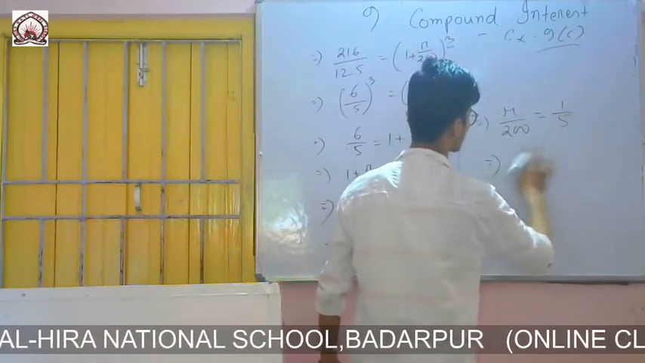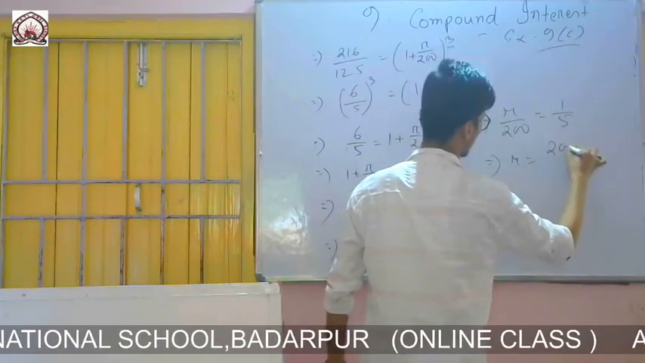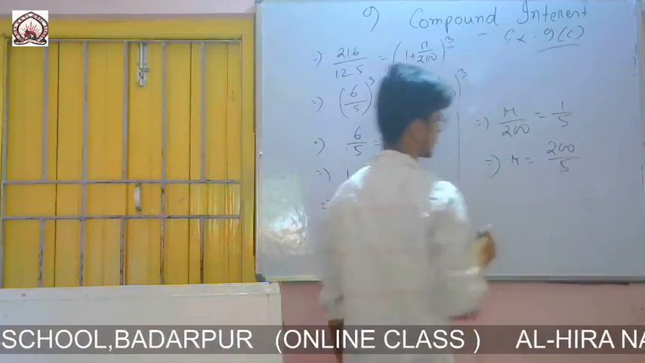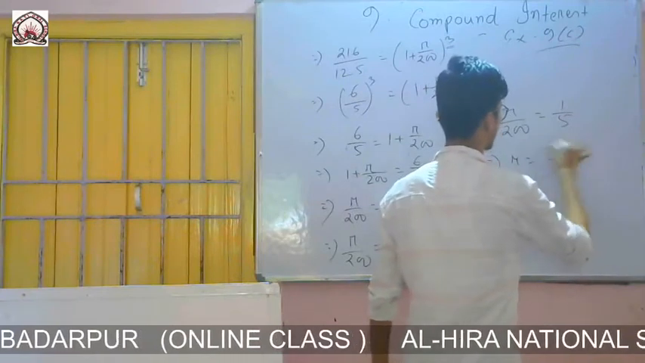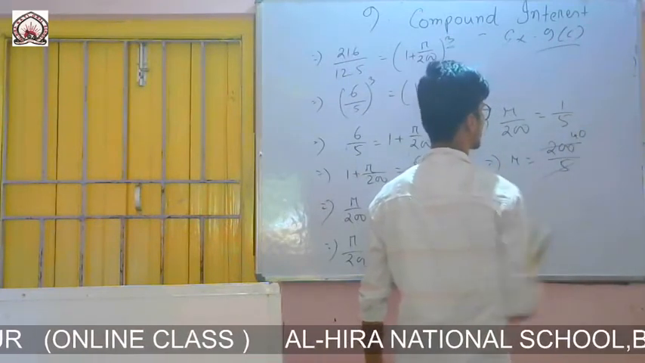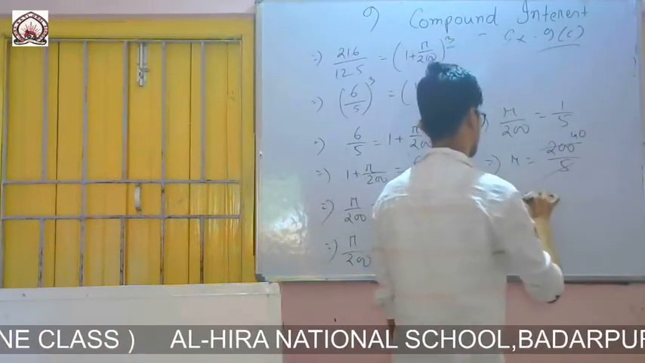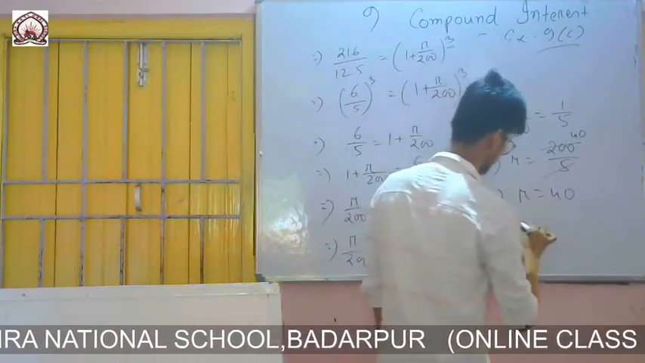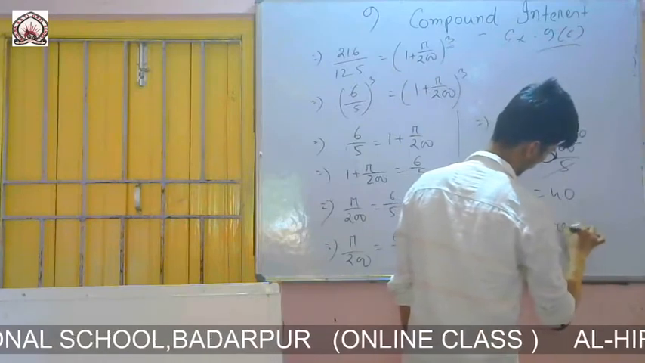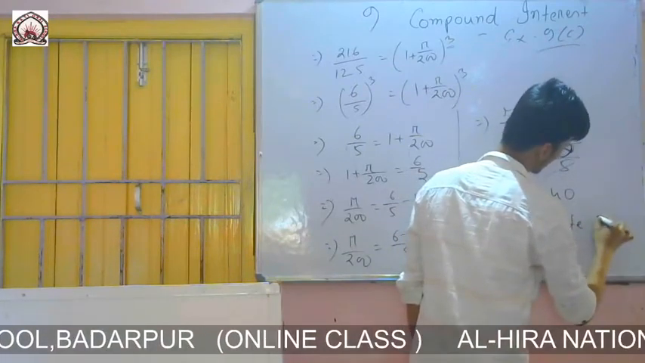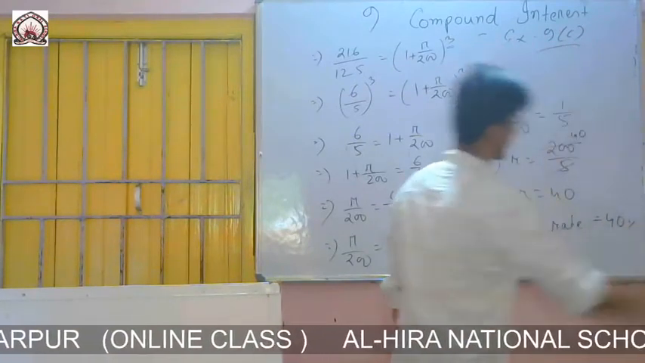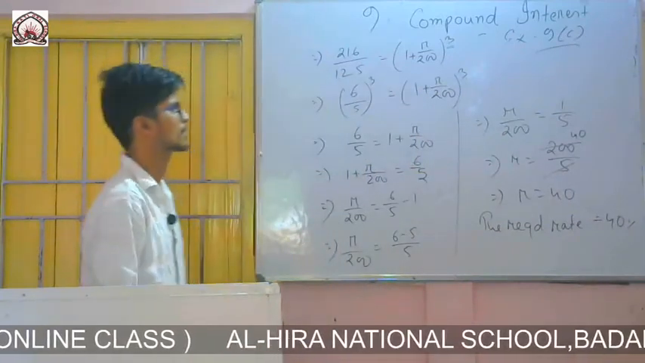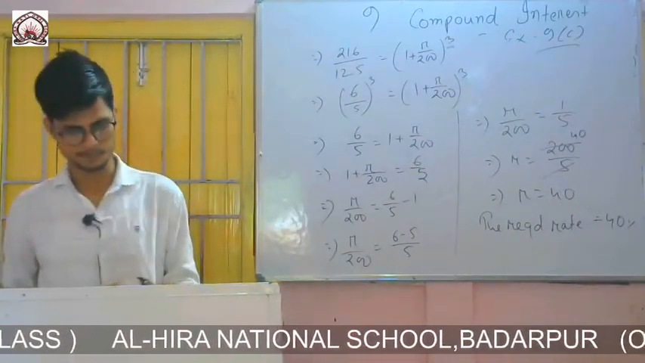R equals 200 by 5. 5 4s are 20 and 1 0, that means 5 into 40 is 500. Therefore R equals 40. Therefore the required rate equals 40%.